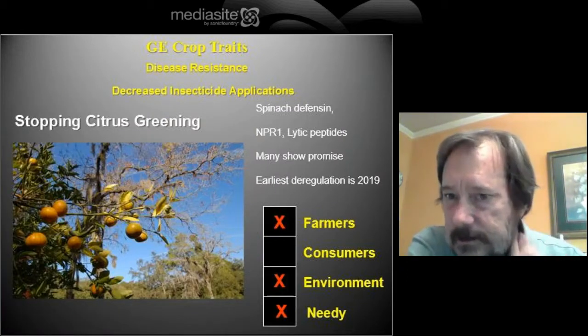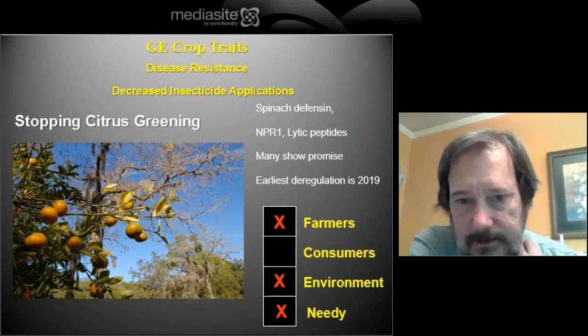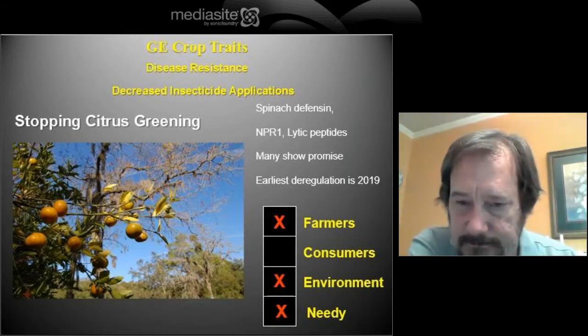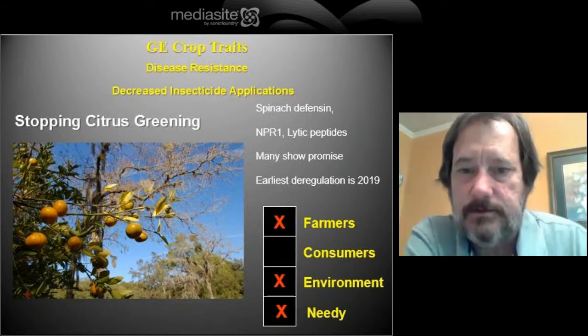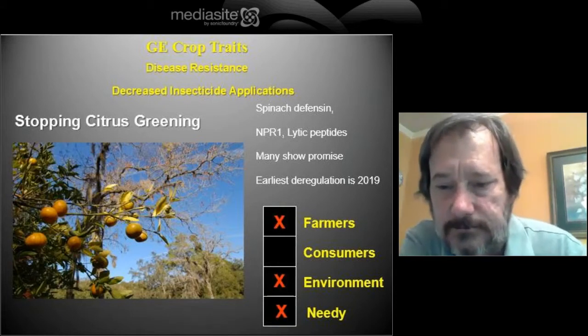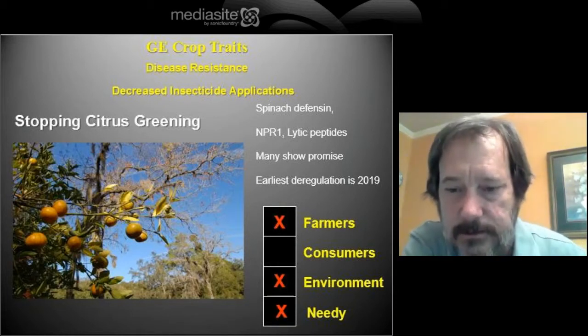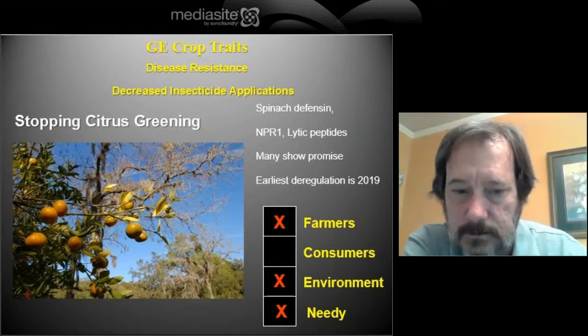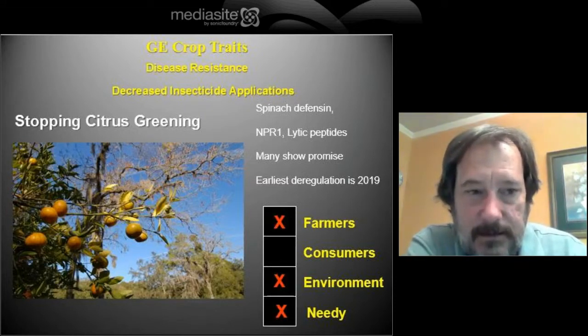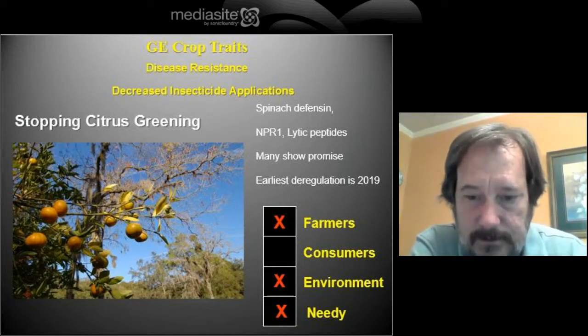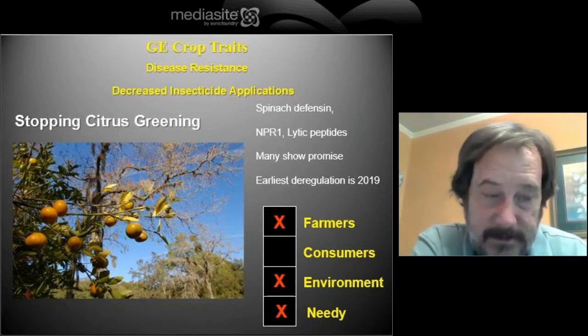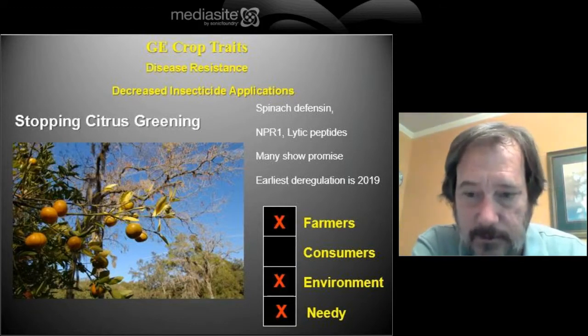Citrus greening, you may or may not have heard about this. This is a big problem in Florida, to the point that it's possible that the citrus industry could collapse in Florida. They've lost over 100,000 trees since 2005, and the state's lost almost $4 billion since 2007. And then the disease has shown up in California now.